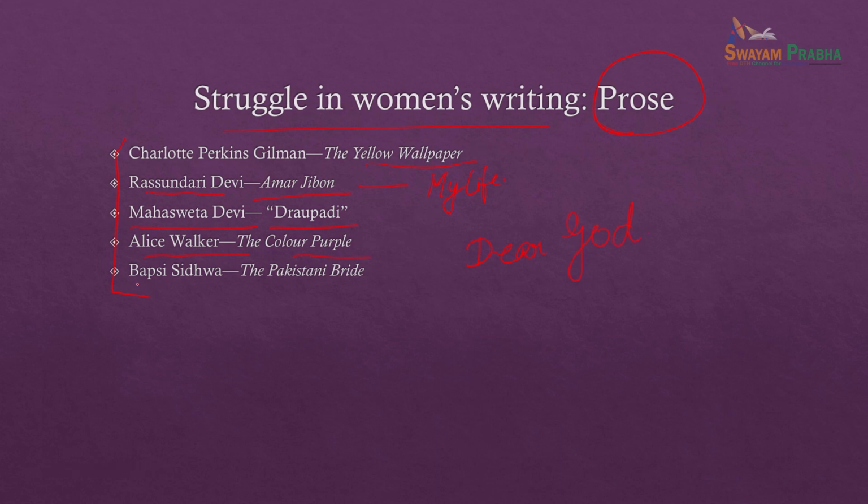Next is Bapsi Sidhwa, the Pakistani Bride. Here we have discussed this novel in one of the upcoming lectures in detail. Here you will find a tremendous struggle of a girl who was born and brought up in Lahore, but is married off to some tribal man in the Kohistan mountain, that is in the Hindu Kush mountain. The man who is living on the mountain is a barbaric one.